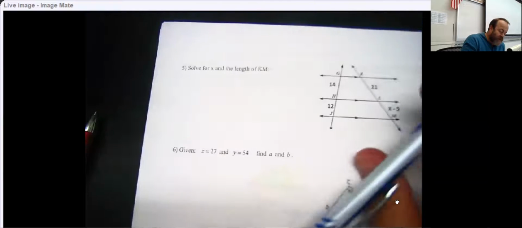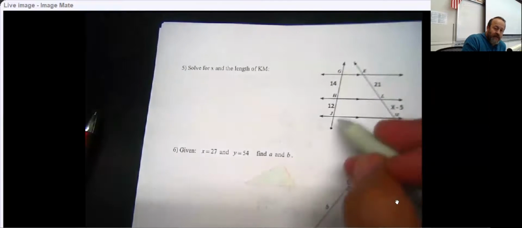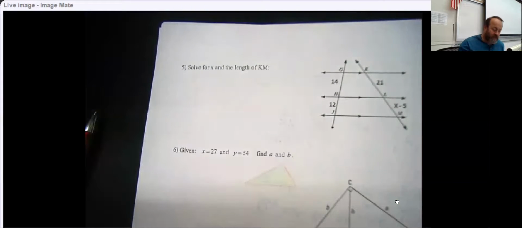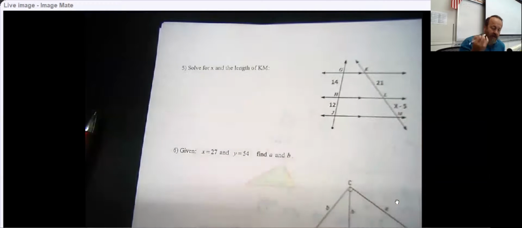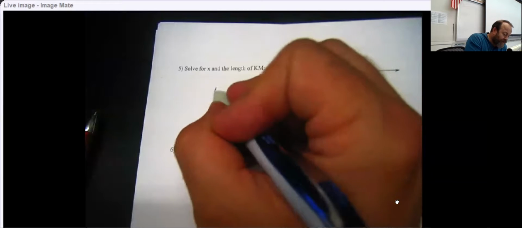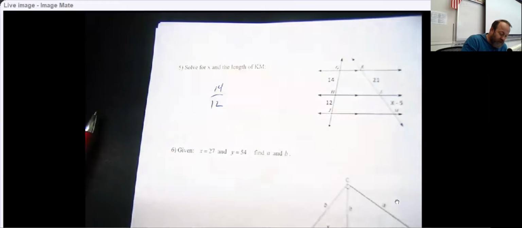Okay, moving into the next page. Now, we did this one in class, so we should be good to go. But again, these are not exactly similar triangles, but they're proportional pieces, because anytime parallel lines get cut by transversals, it actually cuts them proportionally. So the ratio of 14 to 12 is the same as the ratio of 21 to x minus 5.